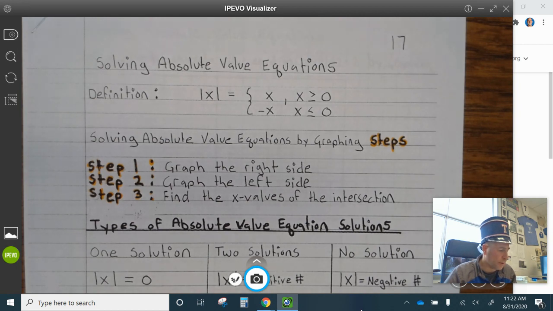Step 1, graph the right side. Step 2, graph the left side. Step 3, find the x values of the intersection.